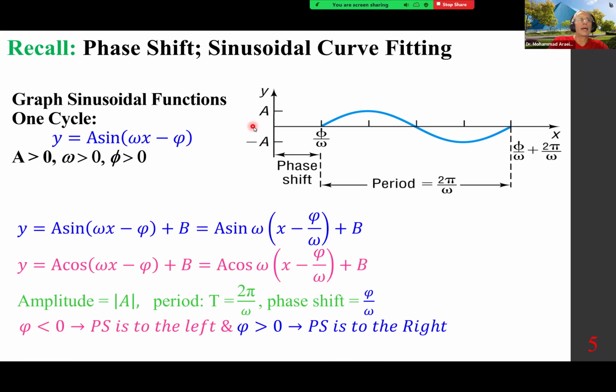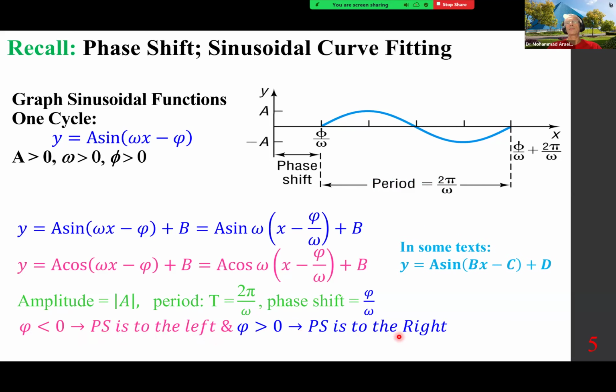And so the general format, if we have a vertical shift also, such as b here, then we are going to rewrite this by taking the omega out, and phi over omega is the phase shift. Now, all of them remain the same. The amplitude is absolute value of a, period is 2 pi over omega, phase shift is phi over omega. If phi is less than 0, PS, short for phase shift, is to the left, and if it's positive, it's to the right.